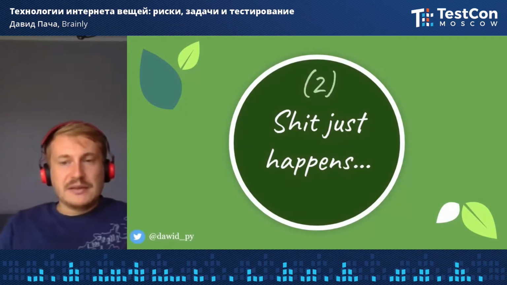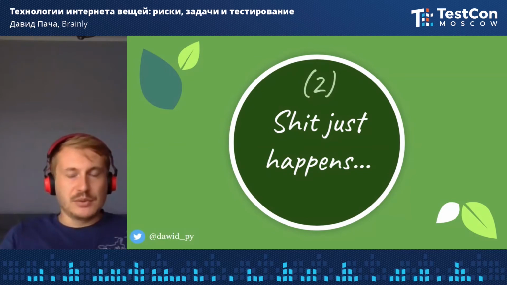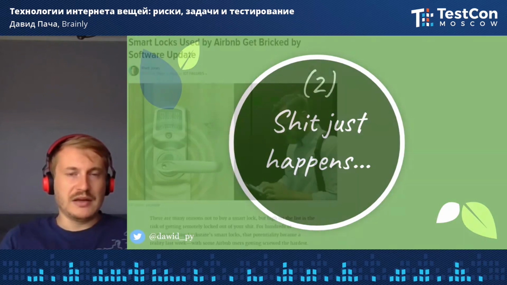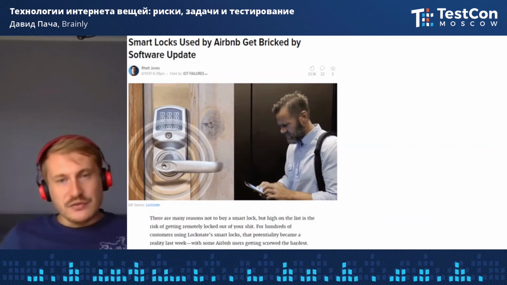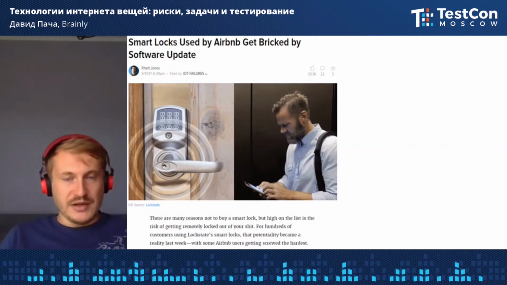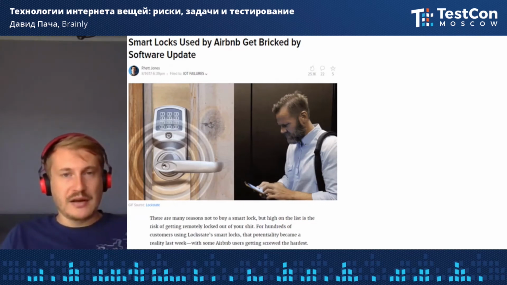Okay, but we said a lot about problems, about challenges, about risks. But even if you use all of those mitigation solutions, it can still happen. And I have two examples for you of how harmful it can be. The first one relates to something I mentioned at the very beginning, about updates. There was a company providing smart lockers for Airbnb.